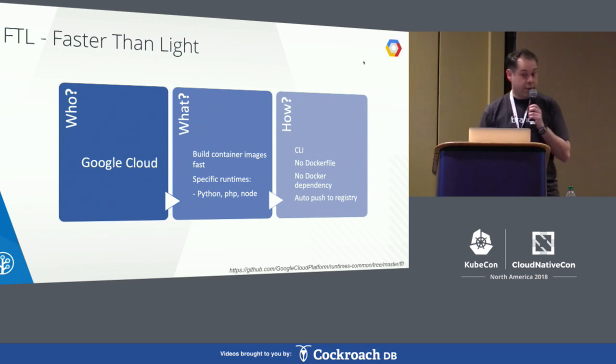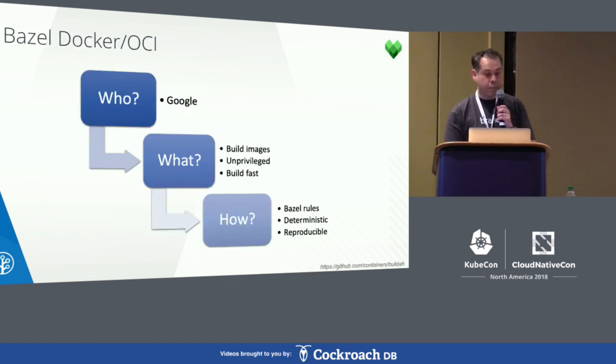Another tool is Faster Than Light. It's created by the folks at Google Cloud. It's very fast, and that's where the name comes from. It builds container images very fast. The only thing about this tool is that it has specific runtimes to build the container images in Python, PHP, and Node.js. And how does it do it? It has its own CLI. There's no dependency on the Docker daemon or the Dockerfile. It has its own way to push automatically to a registry.